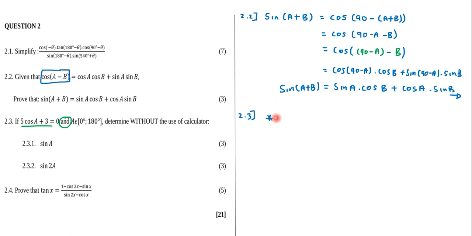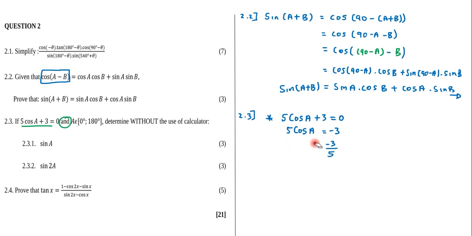Now the first condition here, you will always be given 5 cos A plus 3 equals to 0. So here you will be given a trig ratio to solve. Now here, if I solve this trig ratio, I can see that I can have cos A being minus 3, and then cos A will be minus 3 over 5. So here I divided both sides.